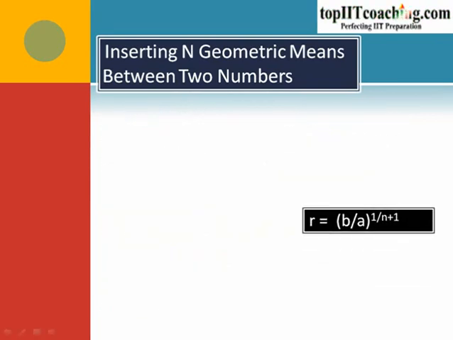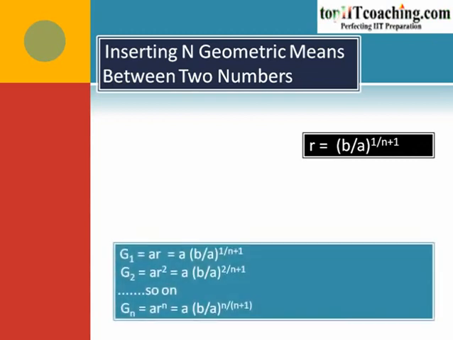Now G1 would be equal to A into r. This would be equal to A into, we substitute the value of r here, (B by A) to the power of 1 by n plus 1. Similarly, G2 would be A r square, which is equal to A into (B by A) to the power of 2 by n plus 1. And so on, we get Gn equal to A into r to the power of n, which is equal to A into (B by A) whole to the power of n by n plus 1. So these are the n geometric means between the two numbers A and B.